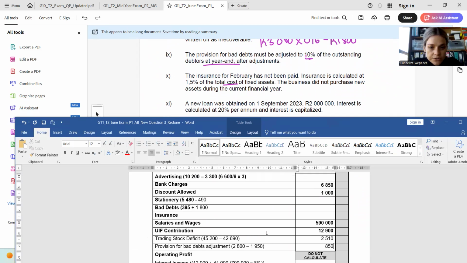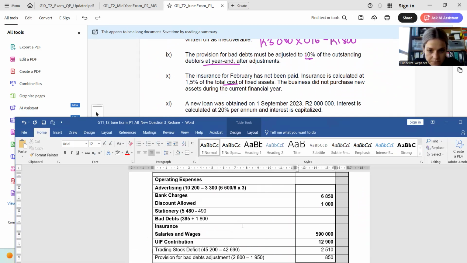So I need to go to insurance. Where's my insurance? There's my insurance. Okay. Need to go to my insurance and I have to say I had total fixed assets of 1.7 million. Insurance is 1.5% of the total cost.